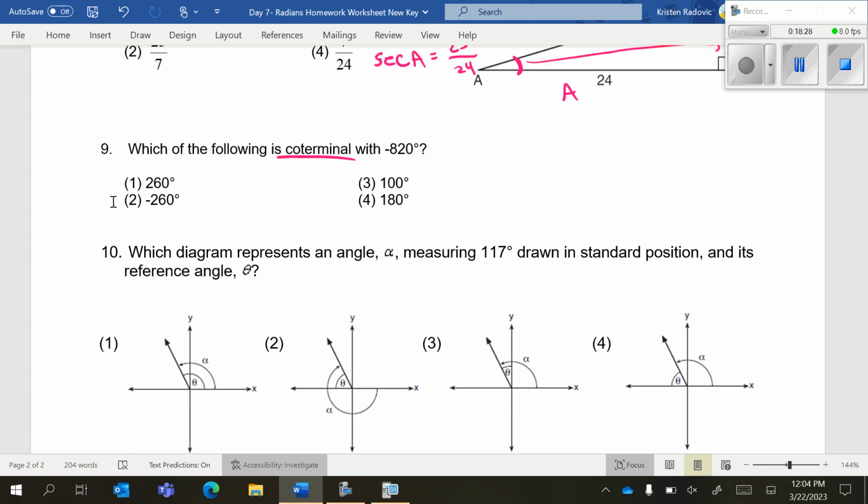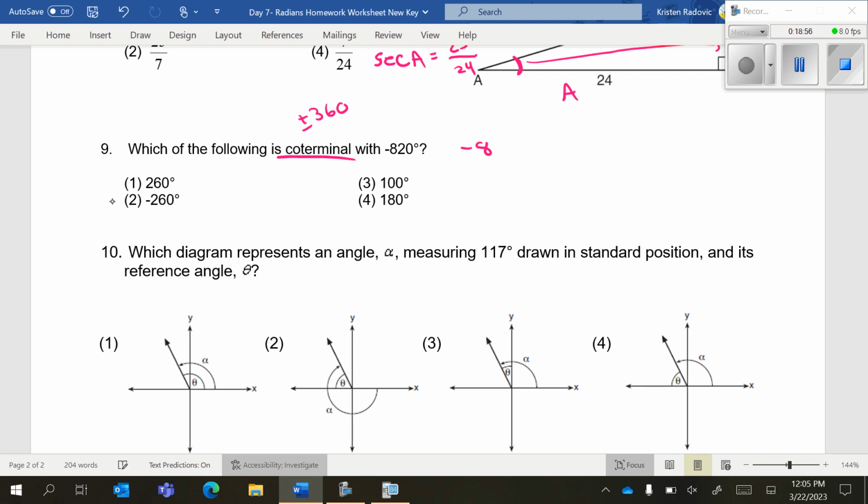Coterminal means that you go around the circle and you end in the same spot. So if you're going around the circle, you are adding 360 degrees. Keep in mind, you could go backwards around a circle and you could subtract 360 degrees as well. You get to choose whether you are adding 360 or subtracting 360. You need to use your judgment on which one you're going to do based on the answers.